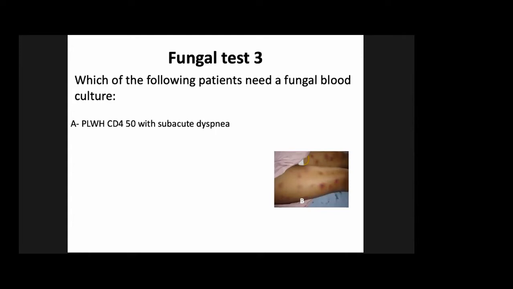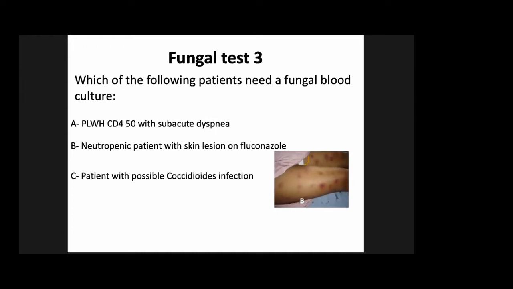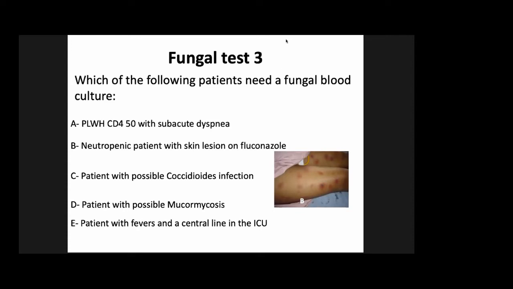A is a patient living with HIV with subacute dyspnea. B is a neutropenic patient with skin lesions on fluconazole. C is a patient with possible Coccidioides infection. D is a patient with possible mucormycosis. And E is a patient with fevers and a central line in the ICU. So which of the following needs a fungal blood culture?